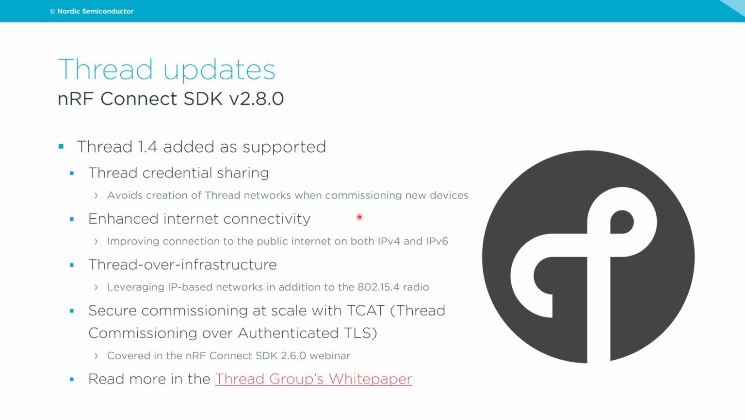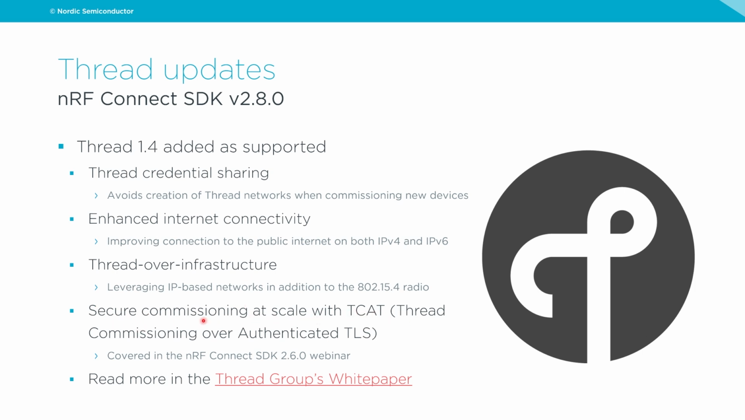Also enhanced internet connectivity. This can improve the connection to the public internet on both IPv4 and IPv6. Then Thread over infrastructure. This means that traffic can be routed through IP-based networks in addition to the 802.15.4 radio. So the traffic that would go to Thread devices, for example, on 15.4 can be routed using IP-based networks. So you could use Wi-Fi to route traffic so that it gets faster to that 802.15.4 radio device. And the last one is secure commissioning at scale with TCAT.